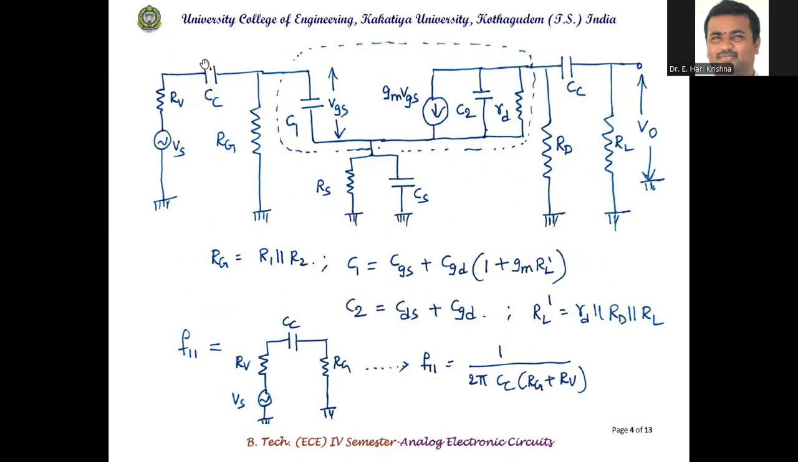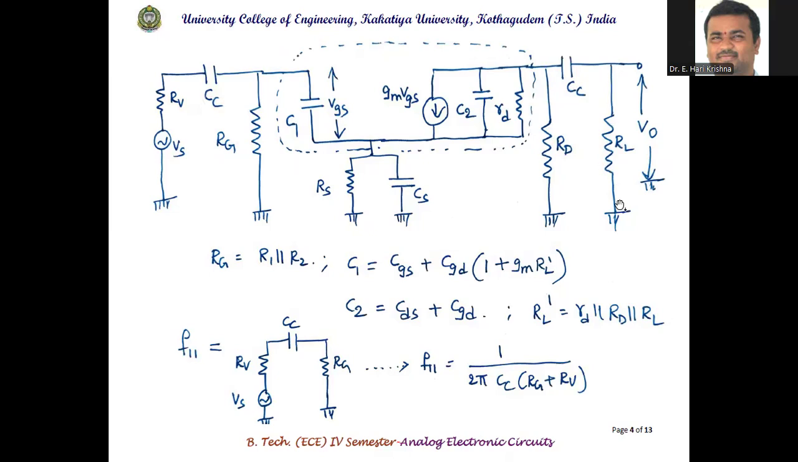Vs, RV, coupling capacitor. Rg is nothing but R1 parallel R2. C1 is (CGS plus CGD) into (1 plus gm RL dash). Then RS parallel with CS. Then the dependent current source gm VGS. C2 is the CDS plus CGD. Small rd is the drain resistance. Then the external resistor RD, coupling capacitor with load resistor.